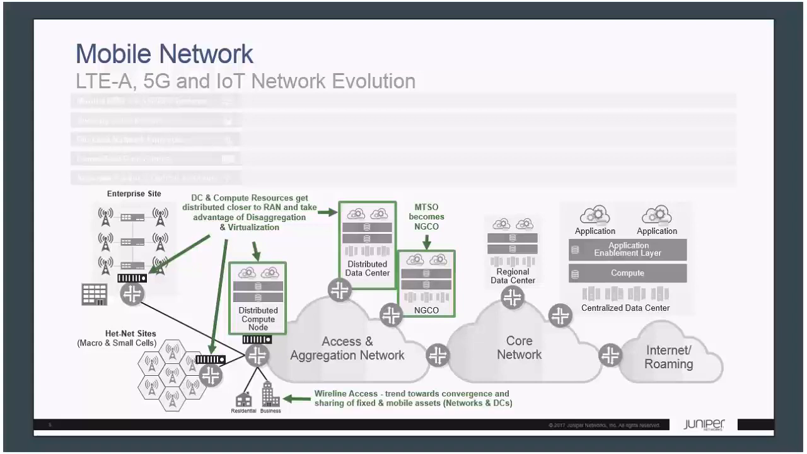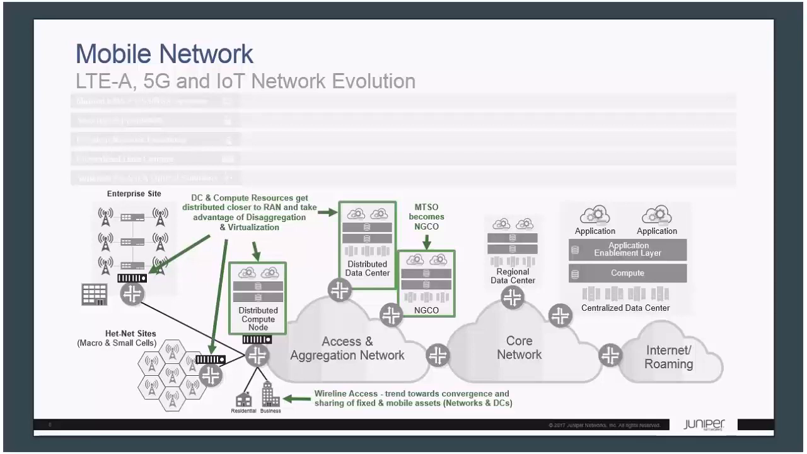And here you can see the three, I would call them pizza box type nodes, one at the enterprise site, one at the HetNet site, and one at a site we're calling distributed compute node. This could be something like a pre-ag site or an IP-ag site. And then if you look to the right, you can see connected to the access and aggregation network is a distributed data center. There could be one or more of these.